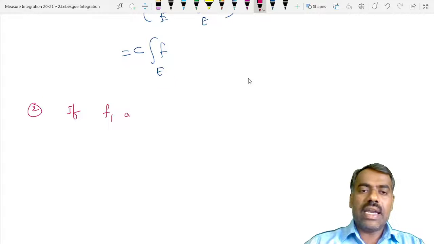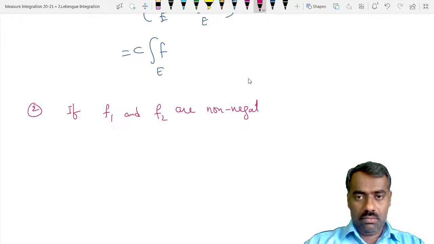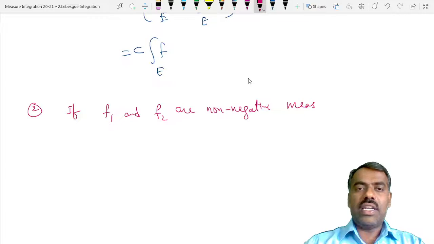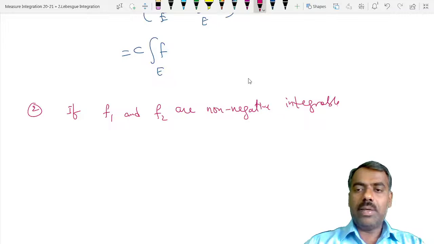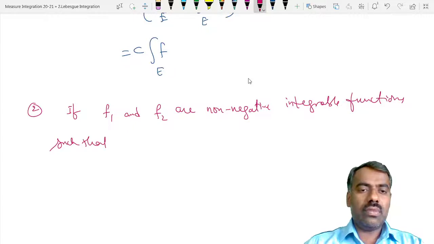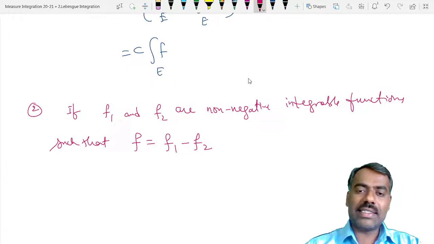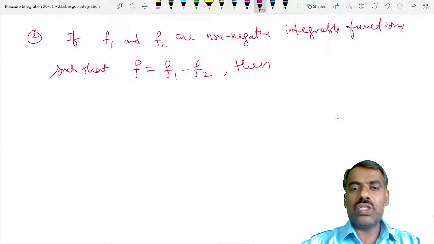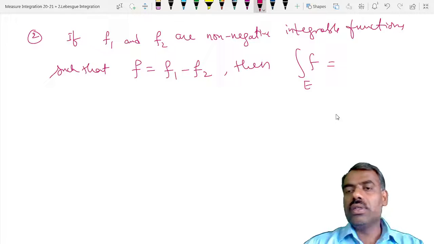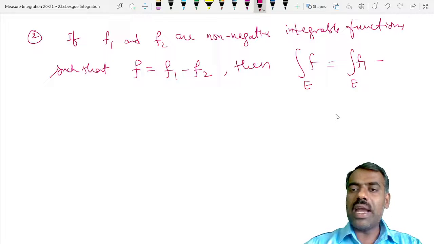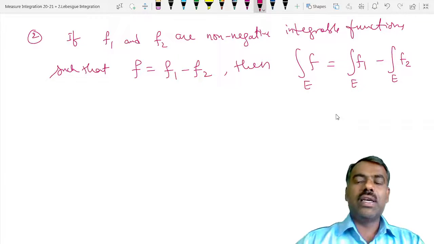f1 and f2 are non-negative measurable, or you call it integrable, non-negative integrable functions such that f is equal to f1 minus f2, not necessarily f plus minus f minus. Then also we'll show that integration of f over e is equal to integration of f1 over e minus integration of f2 over e. Okay.